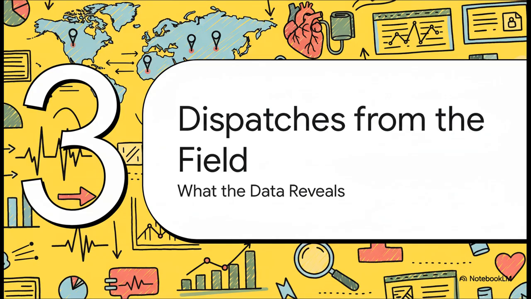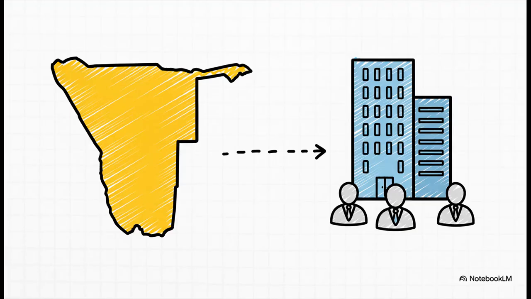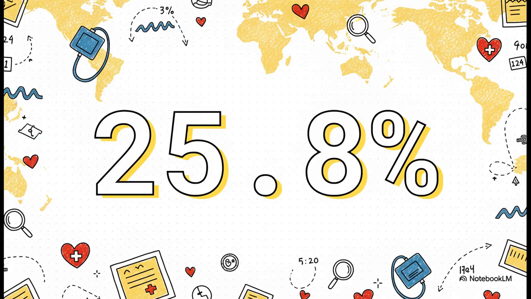This is where we get that raw, on-the-ground look at what's really going on with hypertension. Our first dispatch takes us to Namibia. Investigators there were looking at people in the formal workforce, office workers, people with steady jobs. So, what did they turn up? The results were pretty startling. More than 1 in 4 of these employees had elevated blood pressure. This isn't some small at-risk group. This is a huge chunk of the professional workforce, people you might assume are in pretty good health.